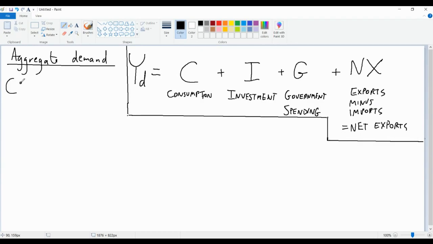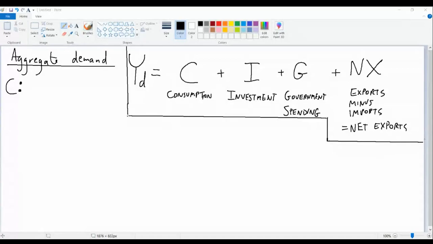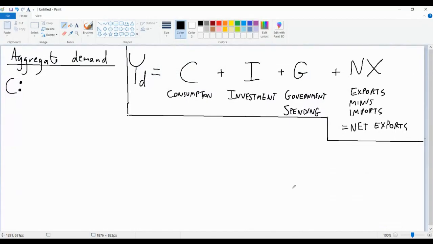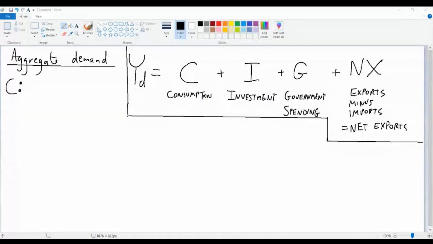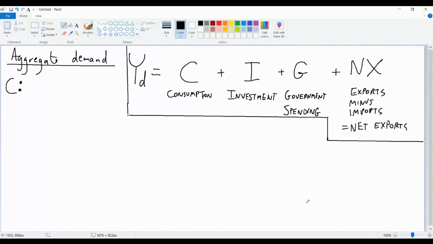So let's start with C, our friend consumption. What might affect consumption? Aside from your desires to buy stuff, what affects how much or how little you're even able to buy of consumer goods? Any ideas? One possibility is savings. Someone wrote income. Sophia wrote income. So let's start with income first, and then we'll go to savings.